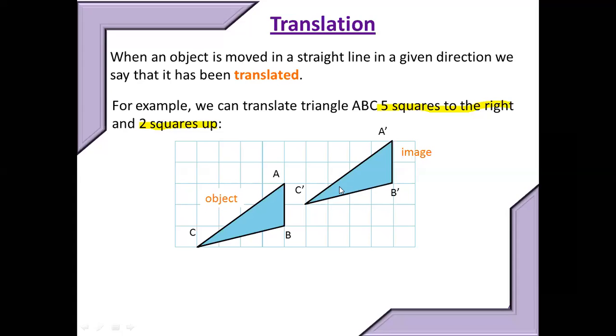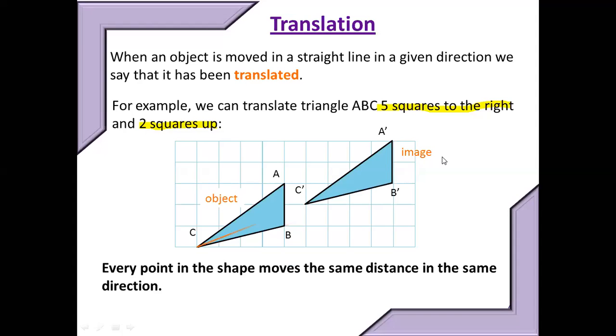We talked about translation. It means giving a description of the translation in the question. Look at this question: it says 5 squares to the right, meaning every point you move 5 squares to the right and 2 squares up. Every point in the shape moves the same distance in the same direction.